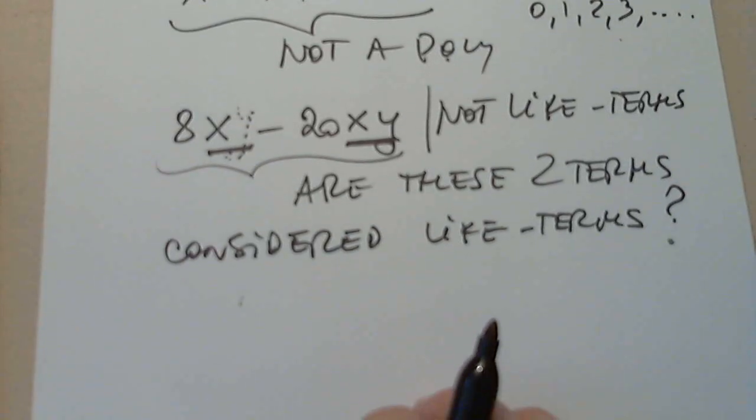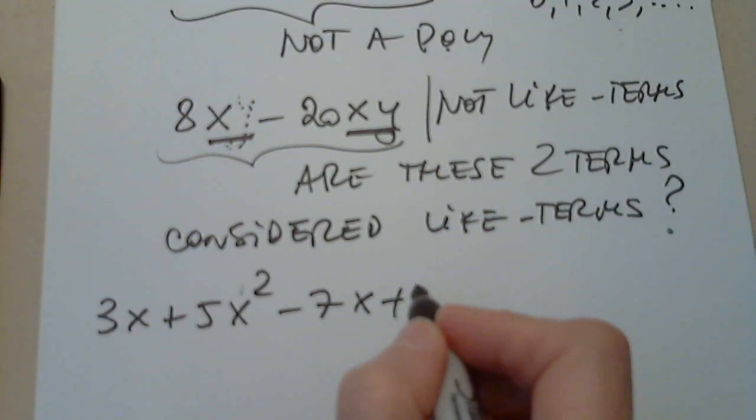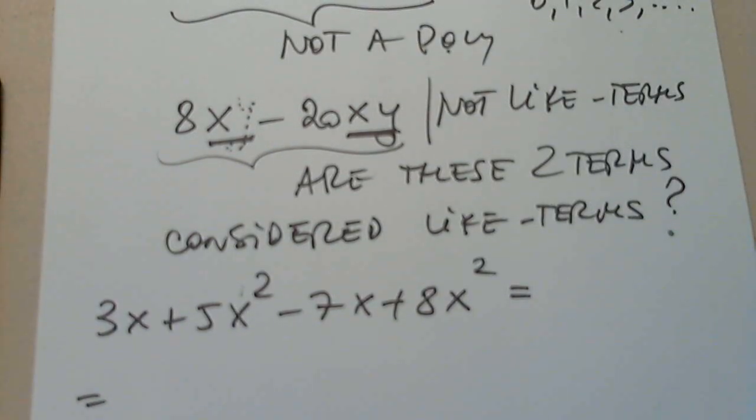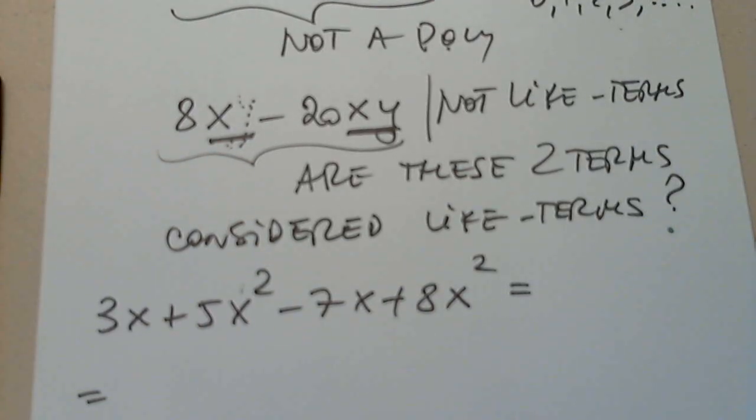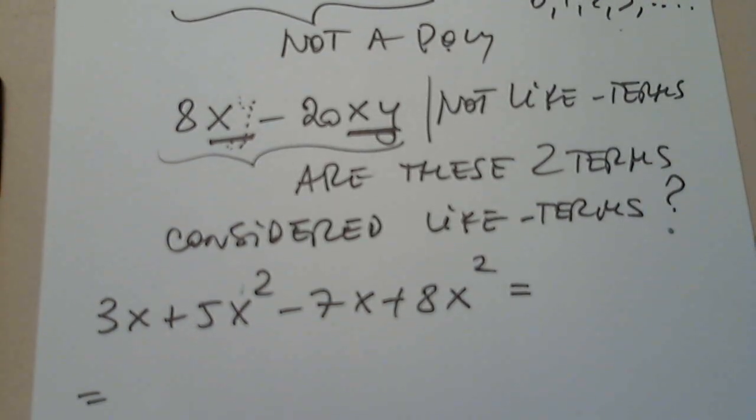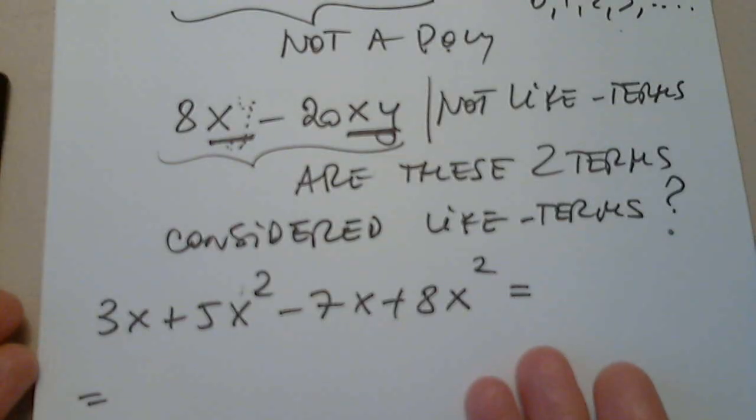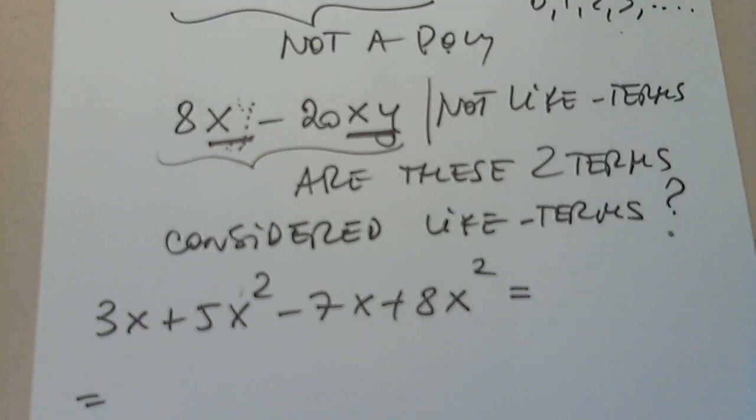Good. So now let's look at a few examples, like 3x plus 5x squared minus 7x plus 8x squared. First question, is this a polynomial? Yes, it is a polynomial, of course. I don't see x in the denominator. I don't see fractions as exponents. Everything is a term, a term, a term, a term. That's nice. Now, where do I start? Because I see like terms. But where is my starting point?